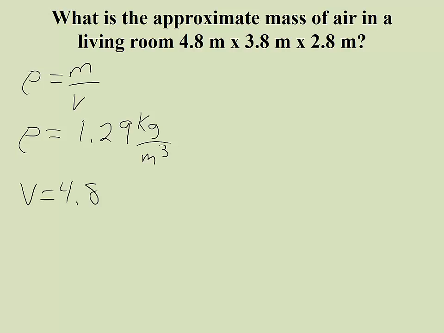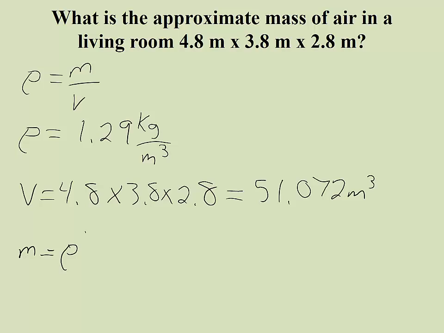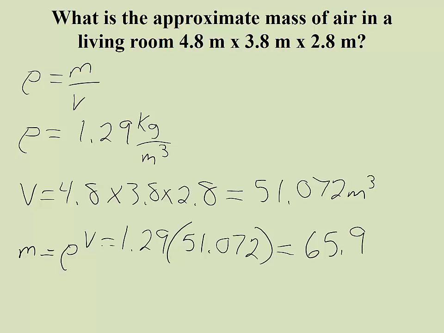The volume is 4.8 times 3.8 times 2.8, which is 51.072 cubic meters. So rearranging that equation, mass then is rho V, 1.29 times 51.072, which is 65.9 kilograms. So the mass in this living room of air is 65.9 kilograms.